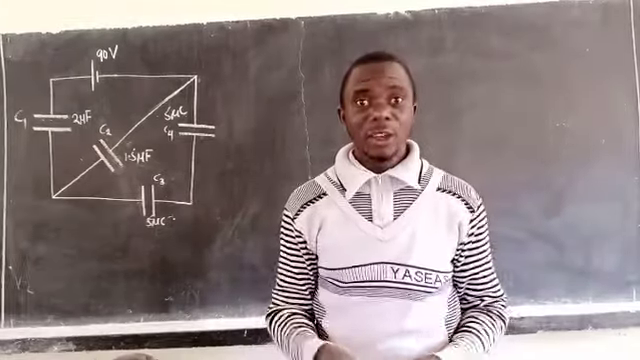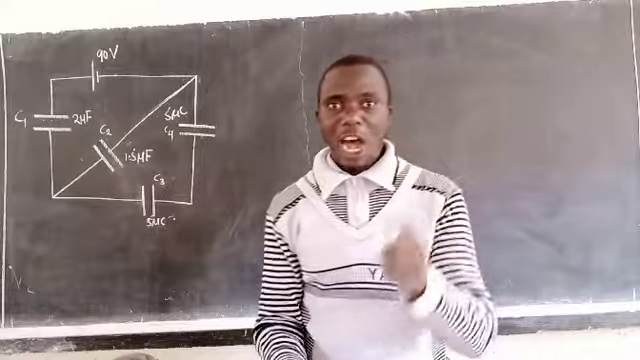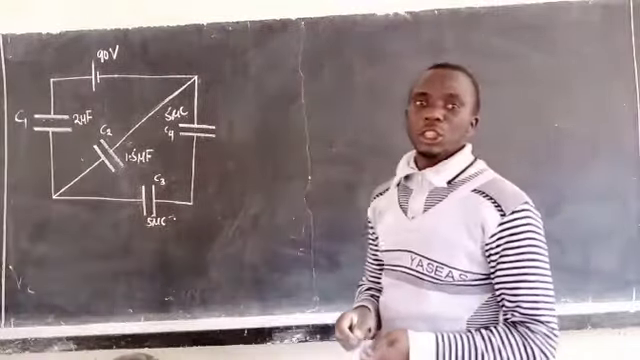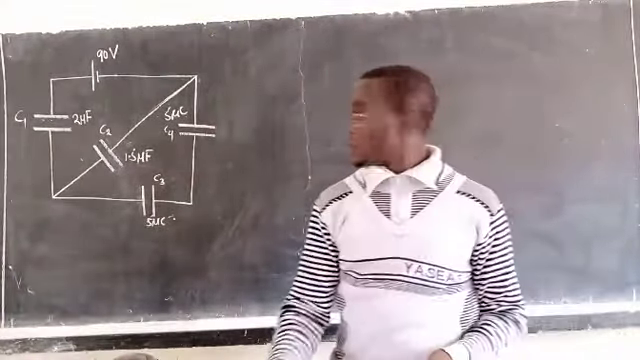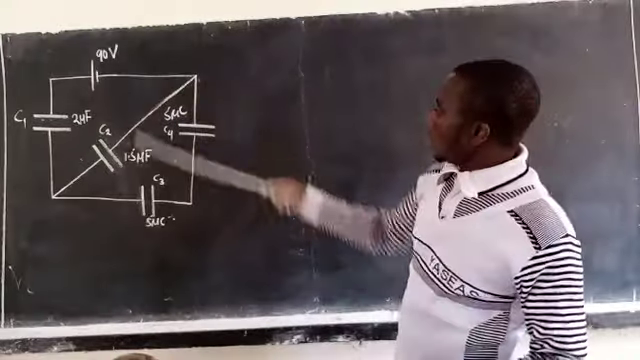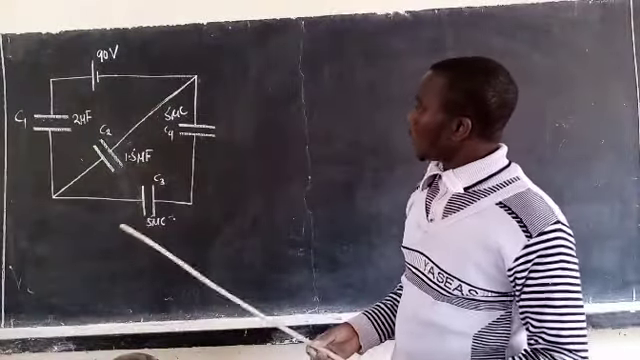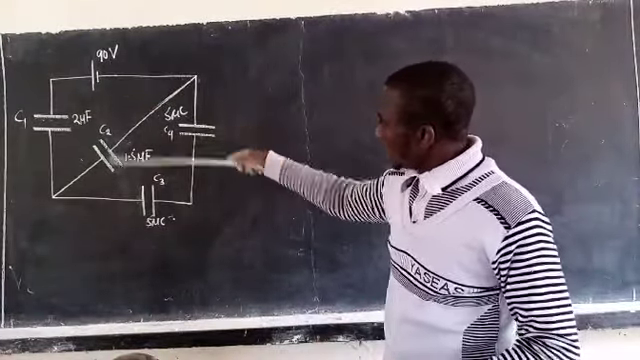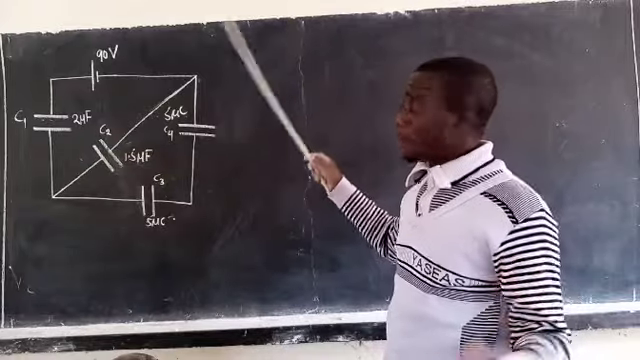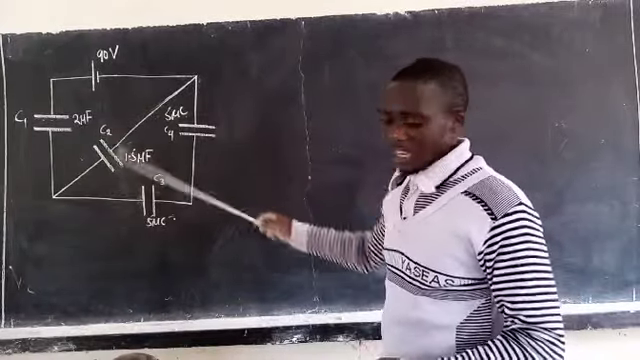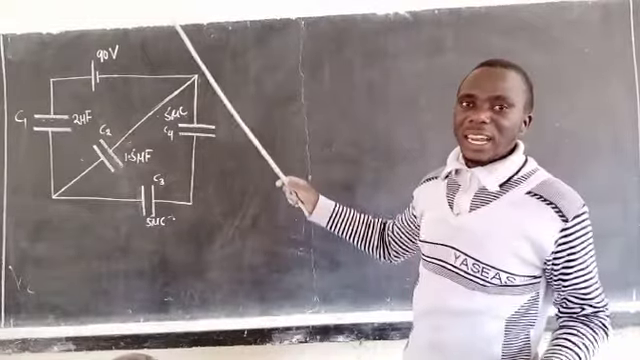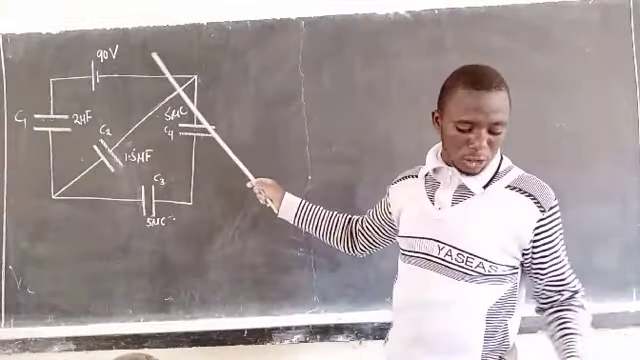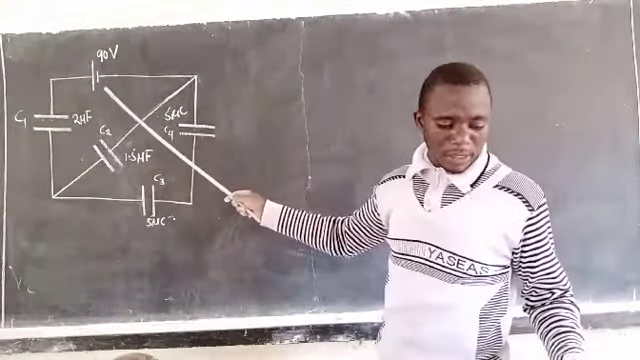Once again, welcome. We are adding on the questions that we had done, and we are given this arrangement, and you are required to find the effective capacitance of the arrangement or the total capacitance, the charge stored by each capacitor, and finally the PD across each of the capacitors.